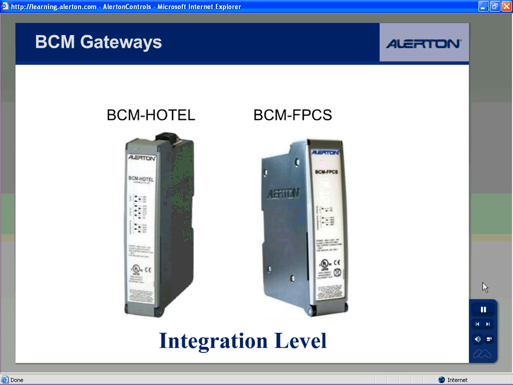The BCM FPCS is an Alerton gateway device that enables data sharing between the Alerton BACtalk system and Siemens floor level network, FLN, devices on a PI protocol network. The BCM FPCS enables your BACnet system to read and write point data on a Siemens PI network trunk, as well as to read PI network alarms.